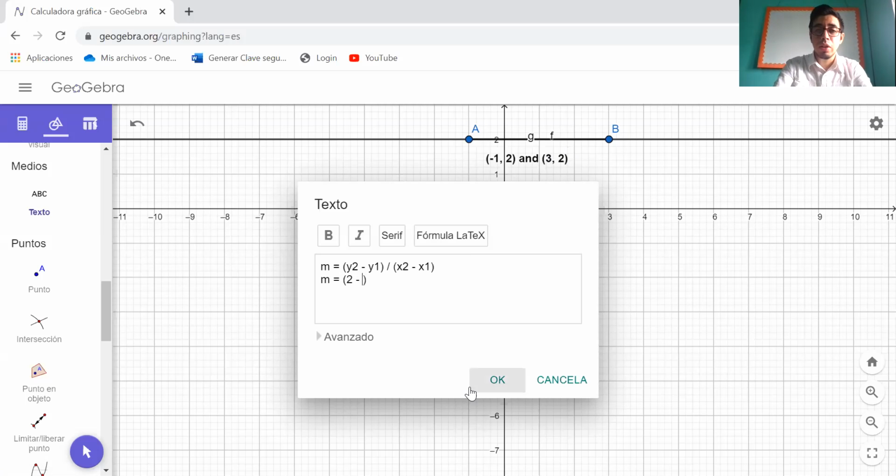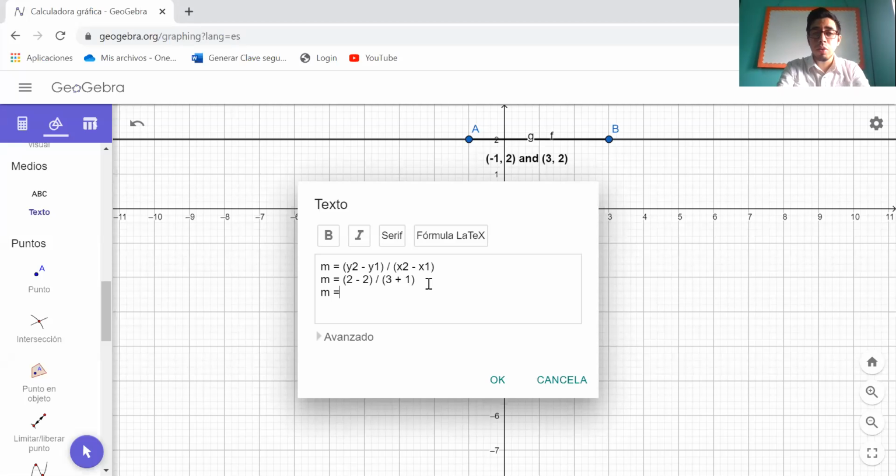And you subtract with the first value of Y, it's also 2. So you're going to subtract 2 minus 2 divided by the values of X. What is the value of X? The first one is 3 and the other one is -1. 3 minus -1. So minus times minus, you change this by a positive sign.